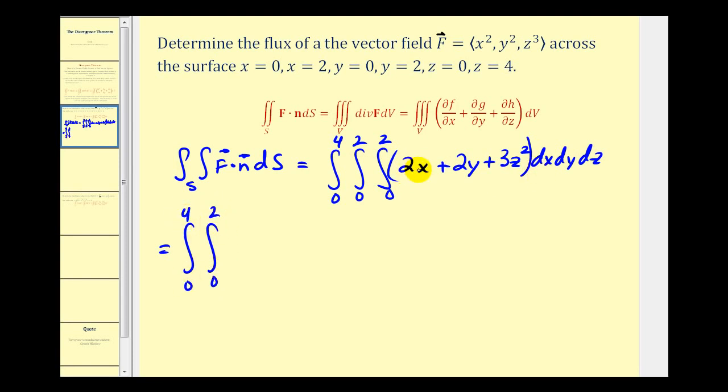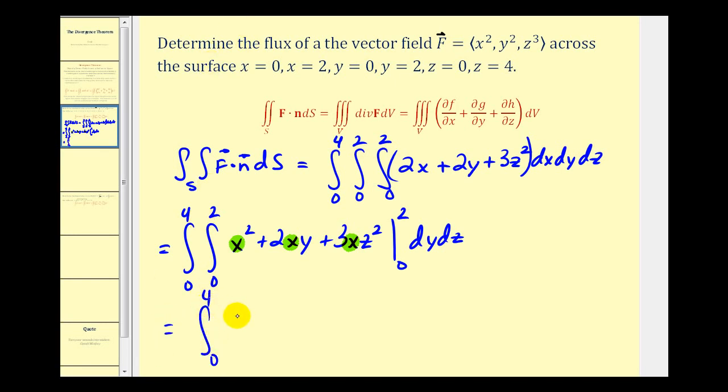Integrating with respect to x, here we're going to have x squared plus 2xy plus 3xz squared. Keep in mind here we're only replacing x with 2 and then with 0. So we're going to have 4 plus 4y plus, here we'll have 6z squared.